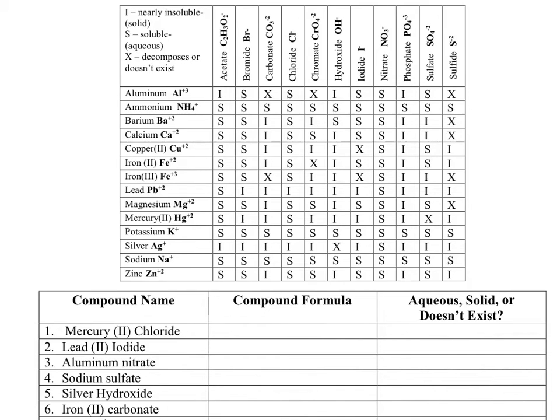Hey Chem family, today we are going to be learning about a solubility chart, which will eventually help us determine, after a double replacement reaction, whether the products are aqueous, meaning they're still dissolved in water, or if they're insoluble, meaning they came out as a solid, or if nothing really happens, if this compound never happens at all. So we're going to learn how to read this chart, which will help us eventually predict products. So get ready, let's go.